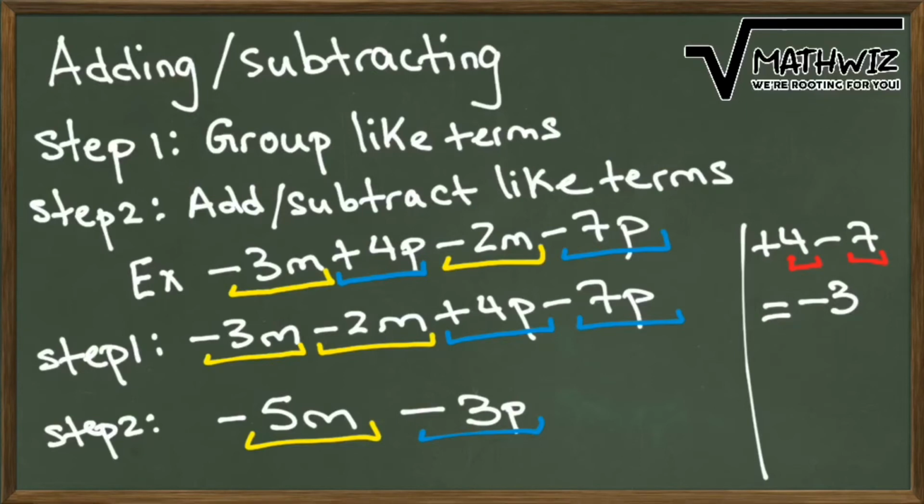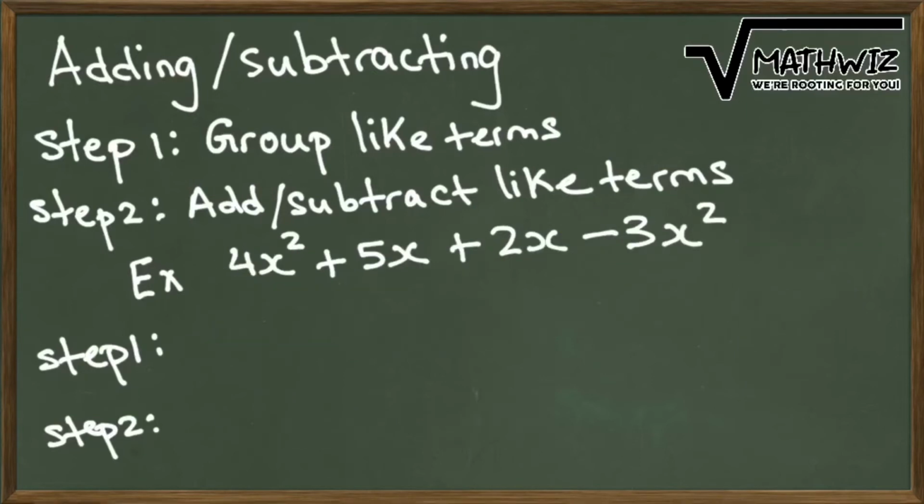Okay, let's go ahead with another example. For a third example, we want to remember that x and x squared are not like terms.